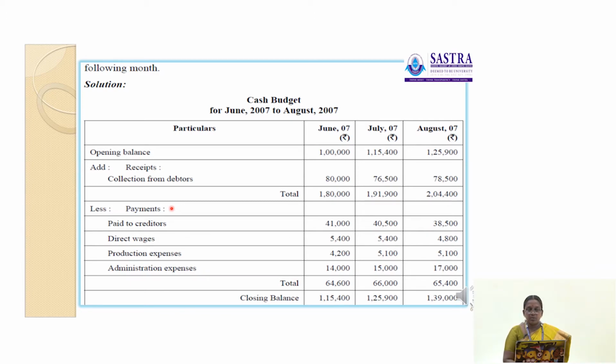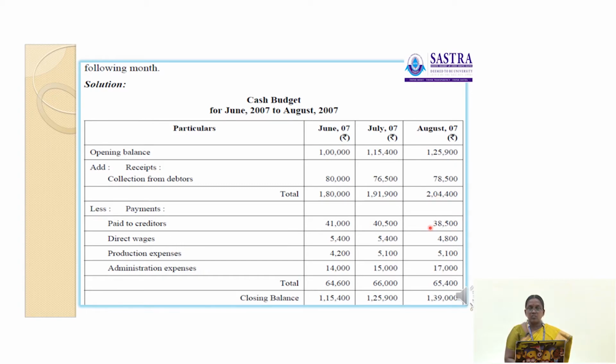The next one is less payments. Less payment paid to creditors. Here also we have to allow the 2 months credit period. So in the month of April, 41,000 credit purchases. This amount is payable only in the month of June, 41,000. Then in the month of July 40,500. The month of August 38,500.